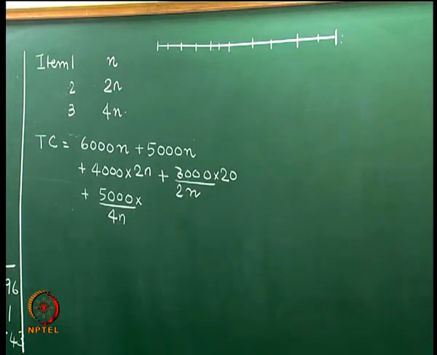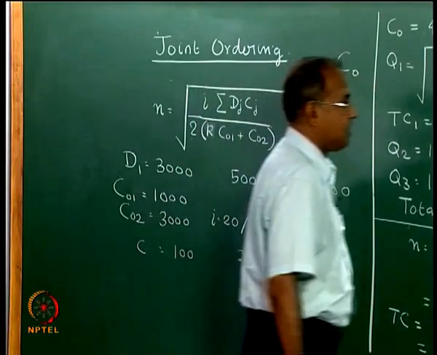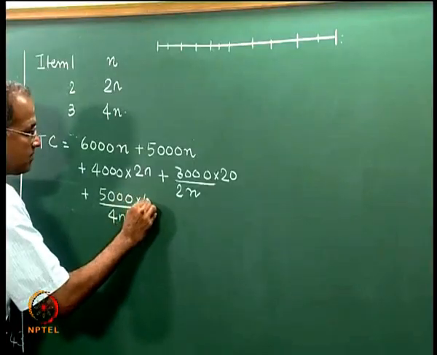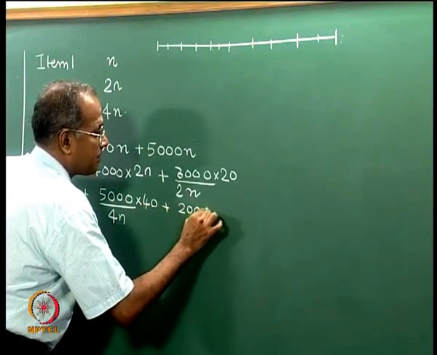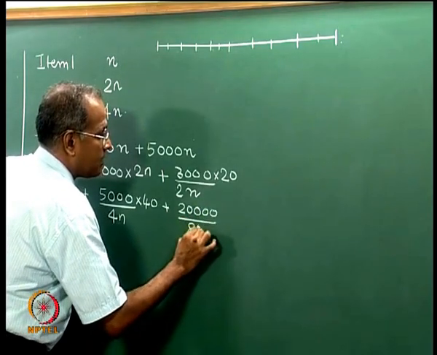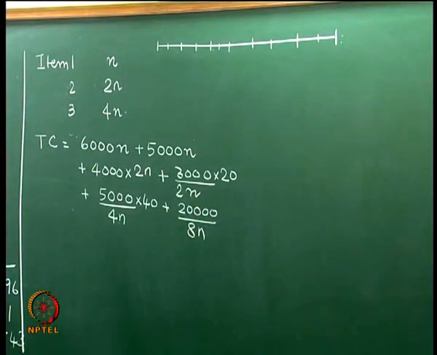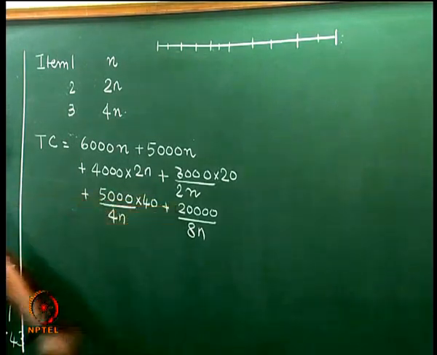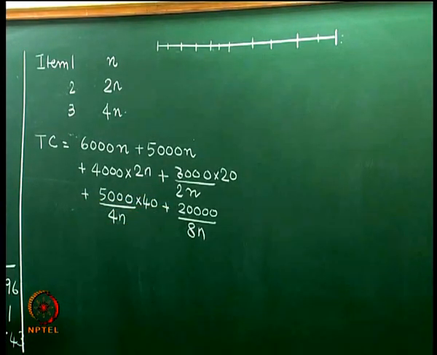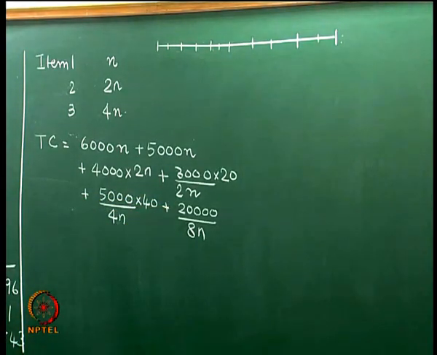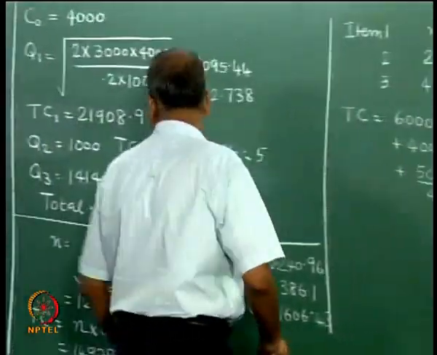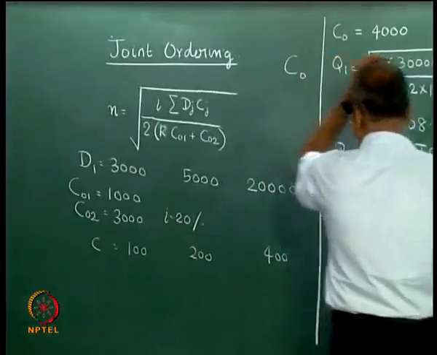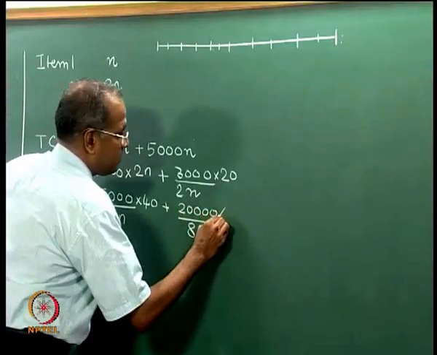5000/4n × CC, which is 20% of 200, which is 40, plus 20000 divided by 8n. The 8n comes because demand is 20,000, there are 4n orders. So, 20,000 divided by 4n is Q, that divided by 2, Q by 2 into 0.2 into 400, which is 80.